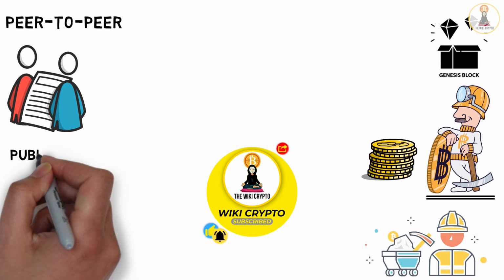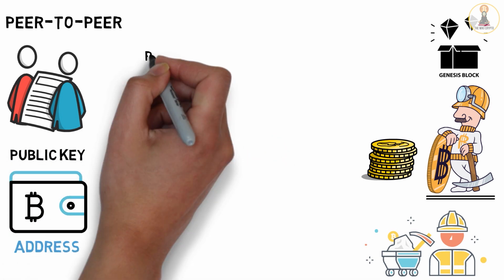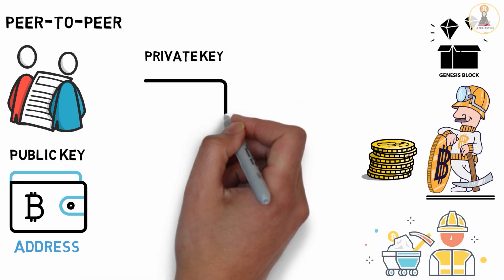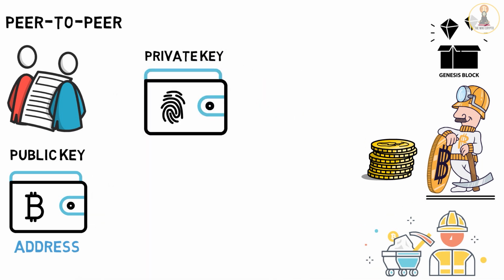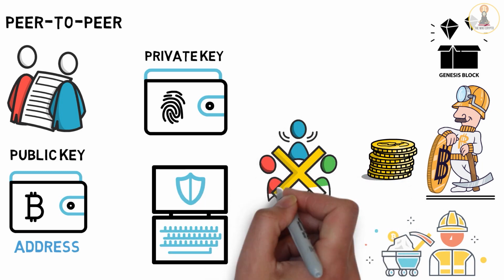Public key. This is your wallet's address, which is just like your bank account number. Private key. This is an encrypted code that allows direct access to your cryptocurrency. This is similar to your bank account password and should never be shared with anyone.